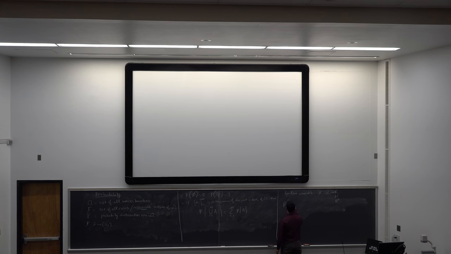Sometimes we are interested in knowing the probability that X is in set A. It's the same as the probability of the omega in X inverse A. Okay, and this should be a measurable subset so that we can measure the probability of that particular event. Okay?